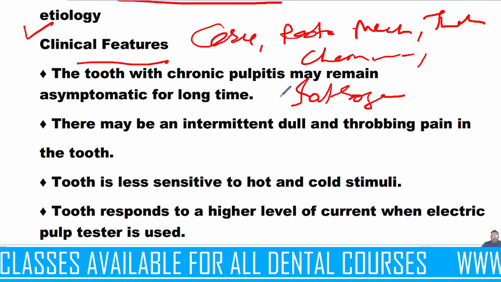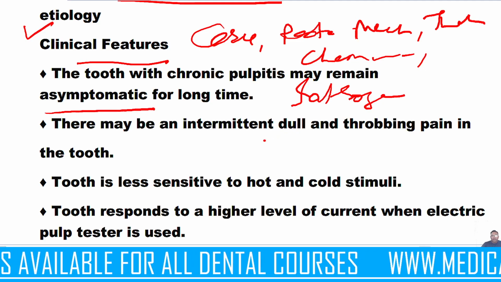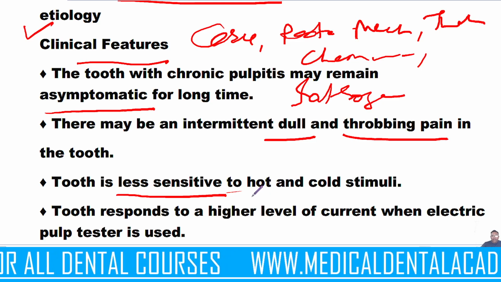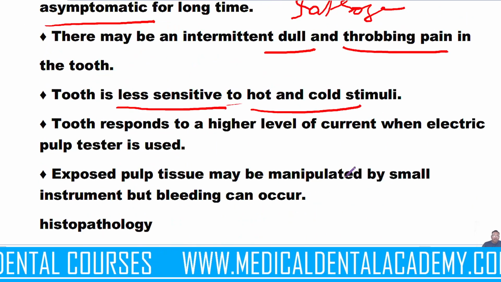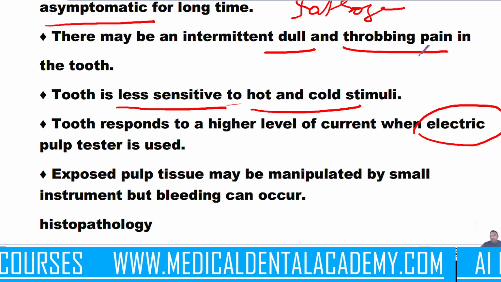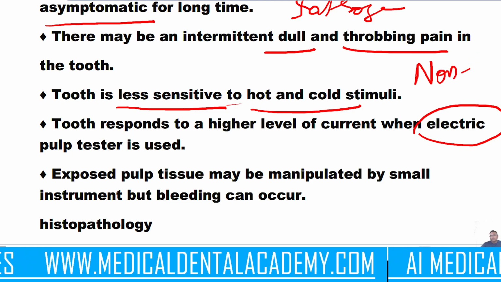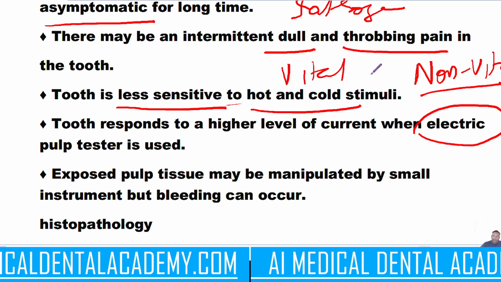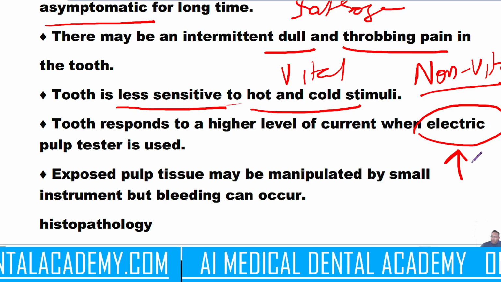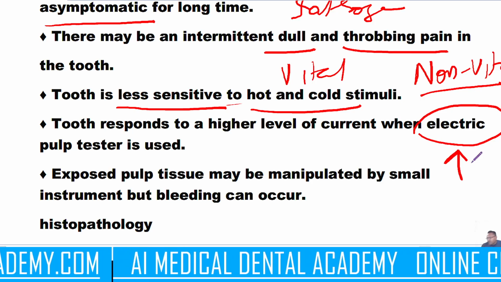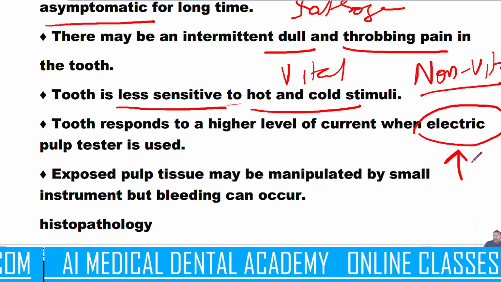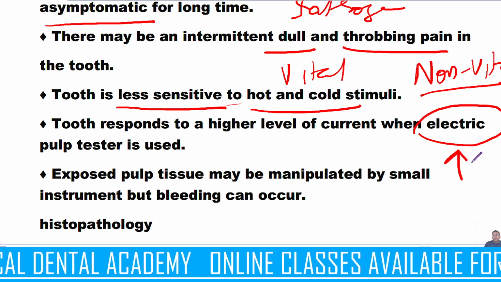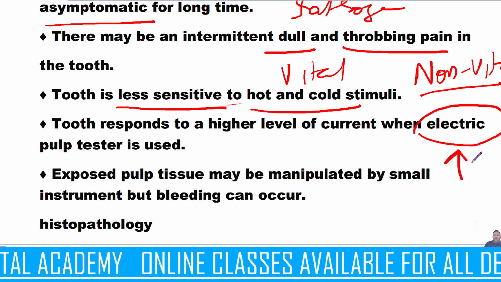Now, clinical features. The tooth will be asymptomatic, dull pain will be there, throbbing pain will be there, less sensitivity to hot and cold stimuli. If we use an electric pulp tester, what happens? The method to check whether the tooth is non-vital or vital, whether the tooth is alive or dead, is that we test with an electric pulp tester. Then we will be checking whether it is vital or non-vital. In this case, if an electric pulp tester is used in chronic pulpitis, it will respond to a higher level of current.